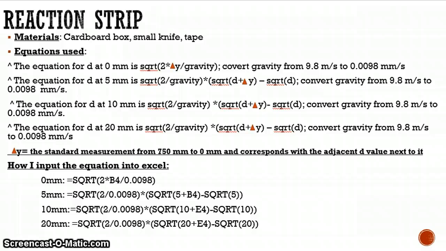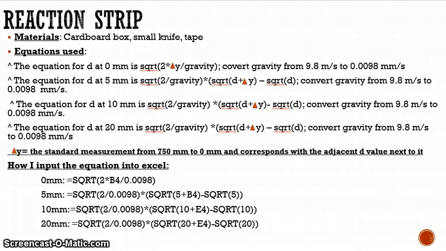The equation I used for D at 0 millimeters is the square root of 2 times the delta y divided by the gravity. I converted gravity from 9.8 meters per second to 0.0098 millimeters per second. The equation for D at 5 millimeters is the square root of 2 divided by the gravity times the square root of D plus the delta y minus the square root of D. The D in this case is 5 millimeters. Convert gravity from 9.8 meters per second to 0.0098 millimeters per second.